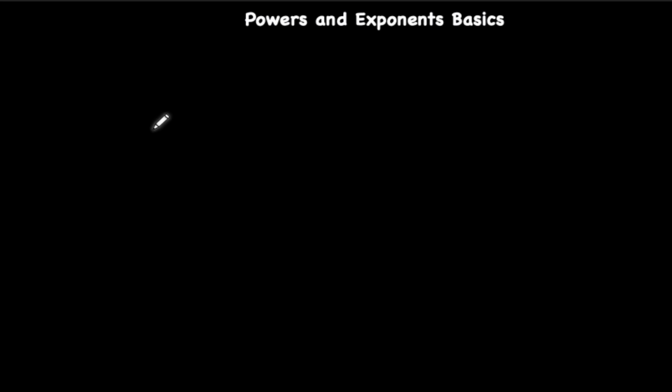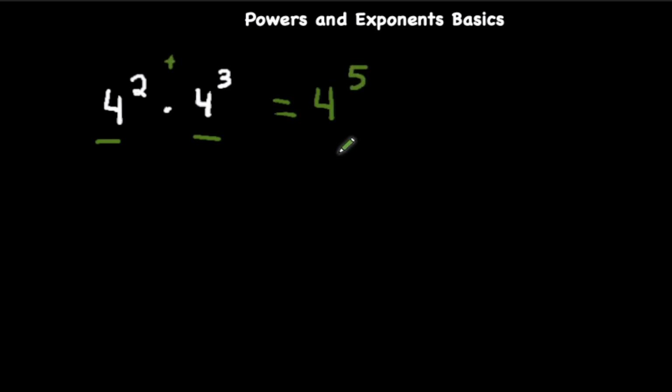When multiplying exponential expressions with the same base, you keep the base and add the exponents. For example, if you're given 4 squared times 4 cubed, you have the same base, which is 4. So since you have the base of 4, you're going to keep the base and add the exponents together. So 2 plus 3 is 5.